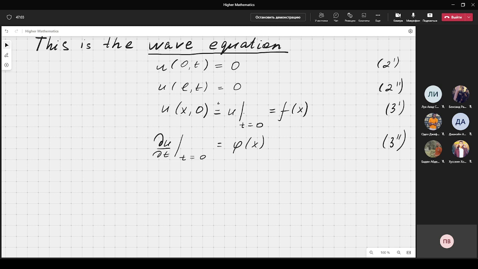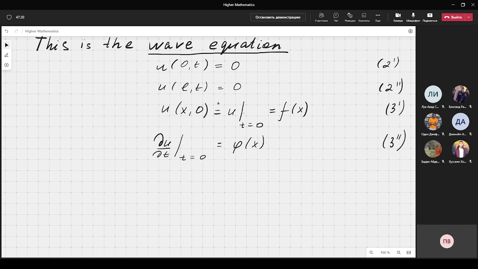For a special case, we may have f of x equals 0 or phi of x equals 0, but if both f of x and phi of x equal 0, then the string will be in a state of rest. Hence, u of x, t equals 0.